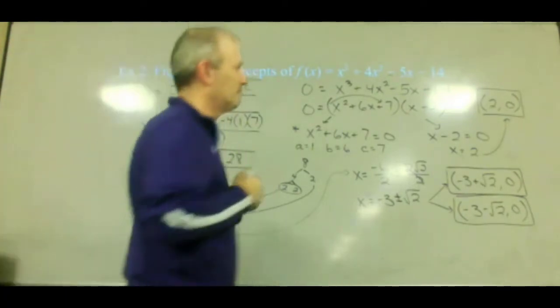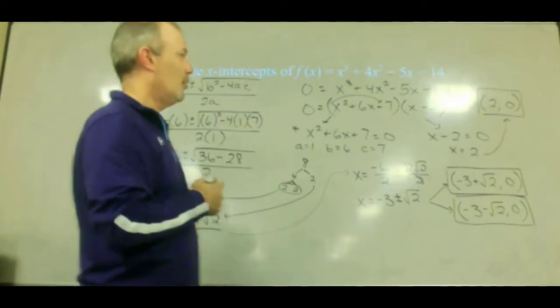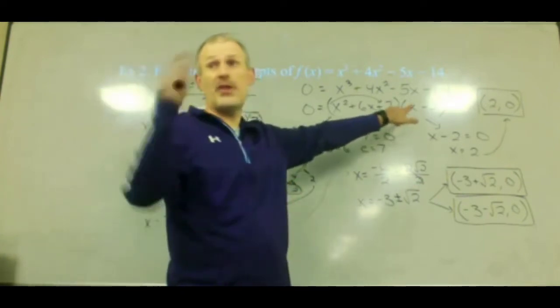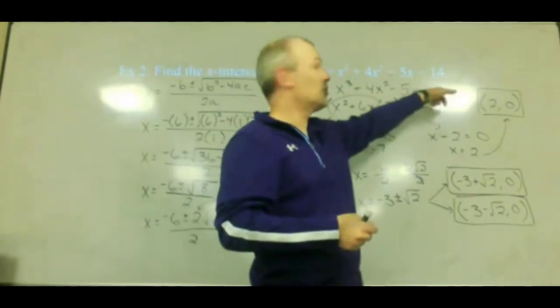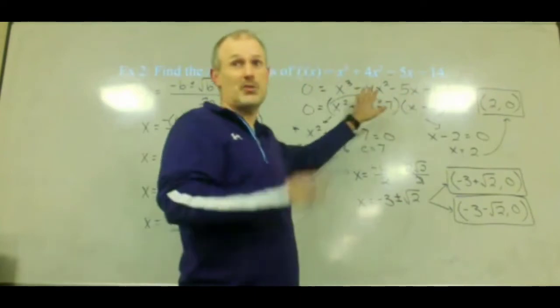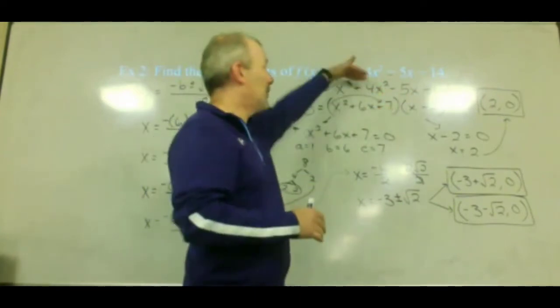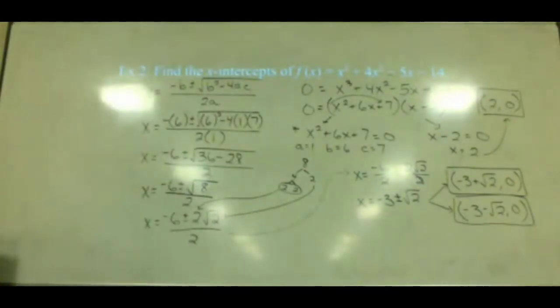The 7 you got because 7 times negative 2 is negative 14, right? Well, these are both from the previous example. But yes, you're right. If you were multiplying, the 7 times the negative 2 would give you the negative 14. So if we multiplied this back out, which we're not going to do, you would get back to the answer here.